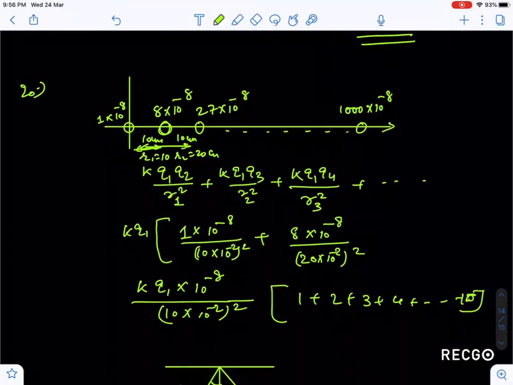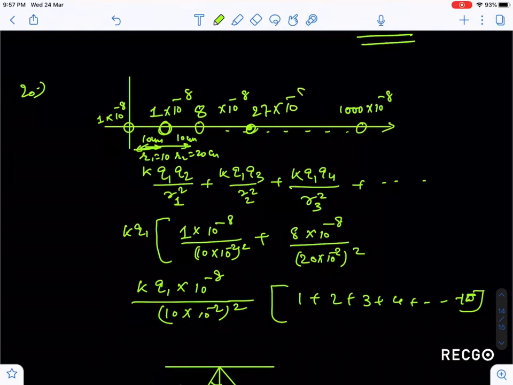So we are writing that k q1 outside and q2, which is nothing but here they have kept 1 coulomb charge on the first, then 1, 8 like this they have written. Okay guys, so you can cross check this question. This is 1 into 10 raised to power minus 8, this is 8 into 10 raised to power like this, and this is 27 into 10 to power minus 8.